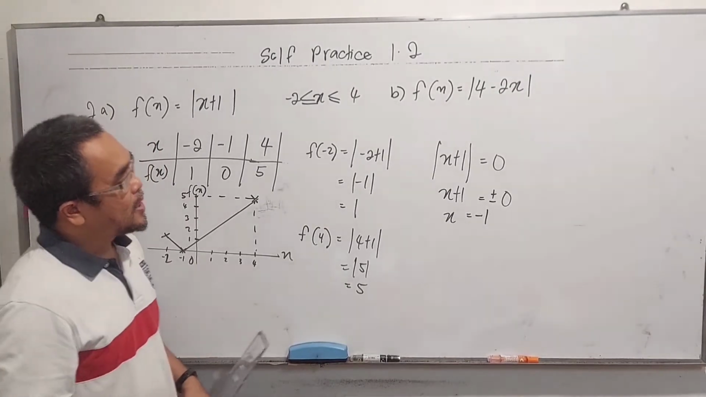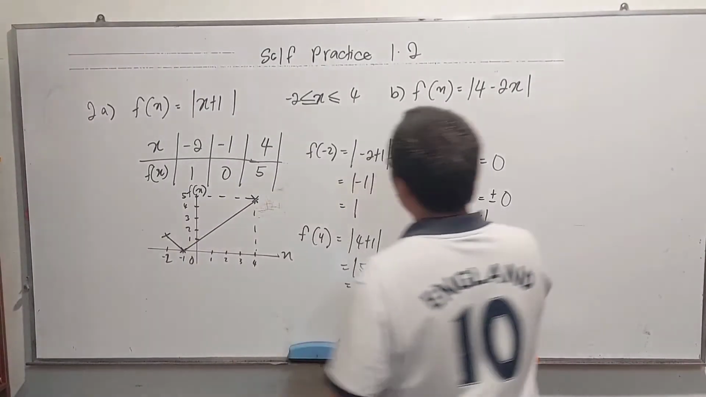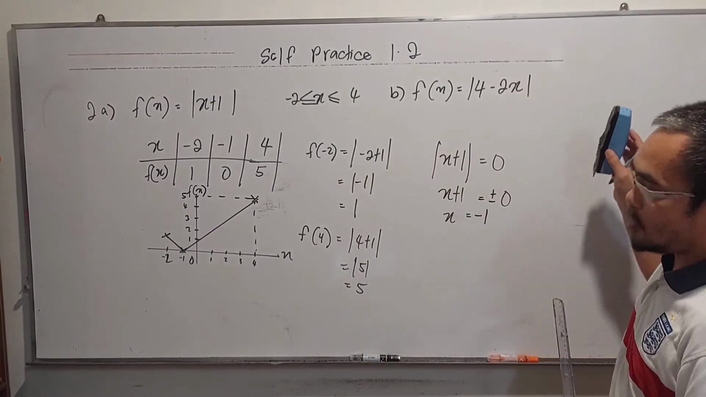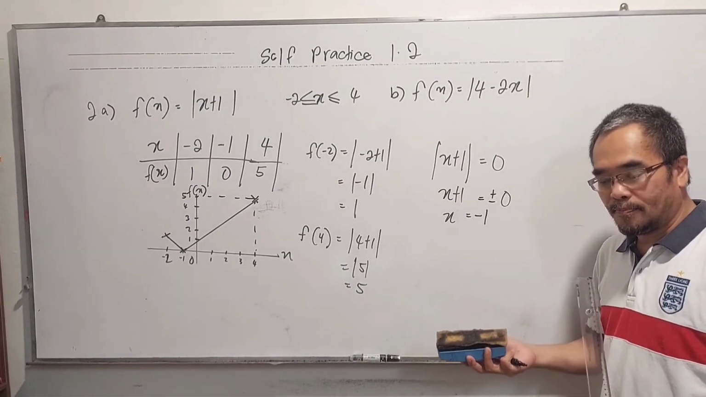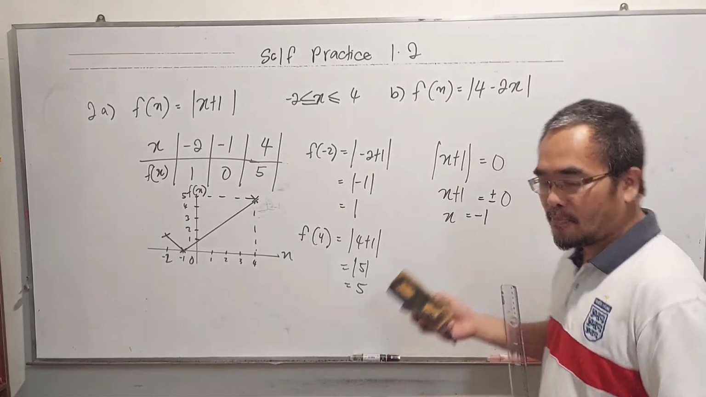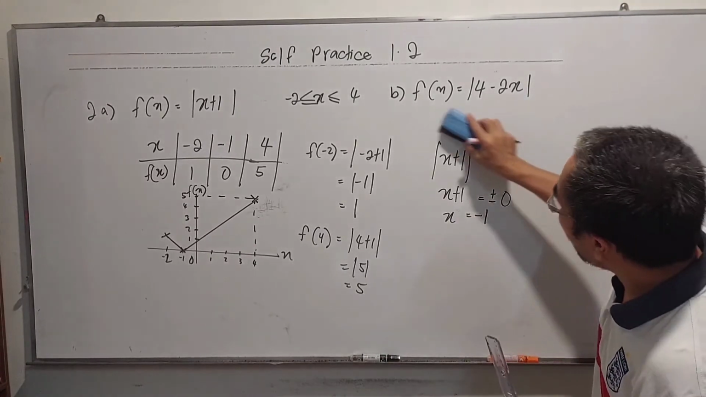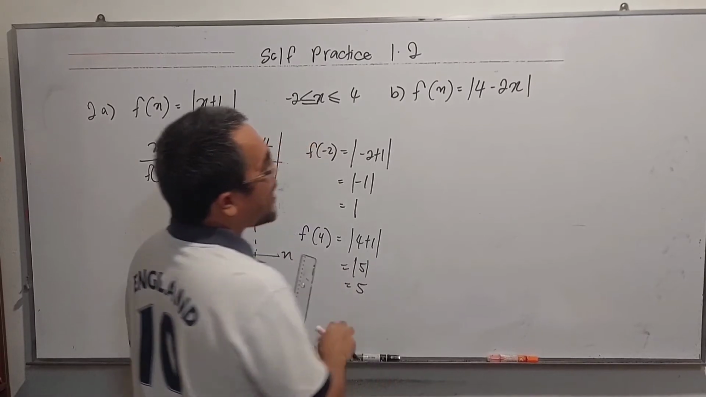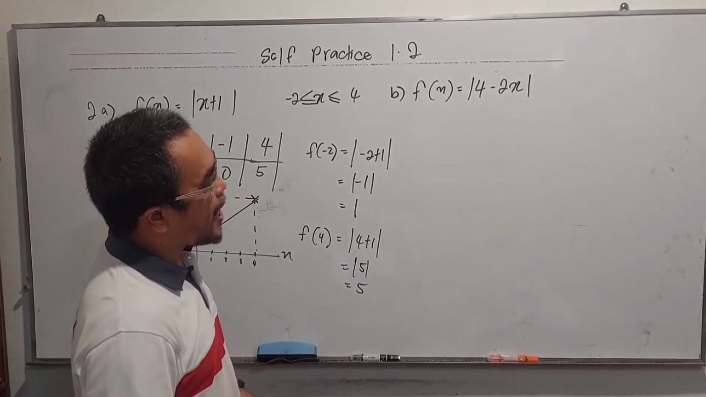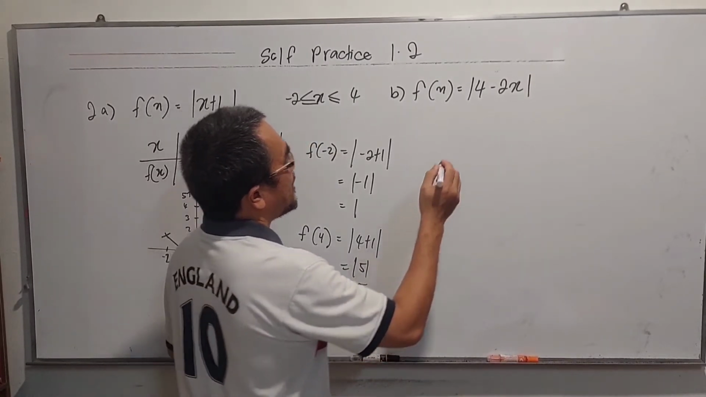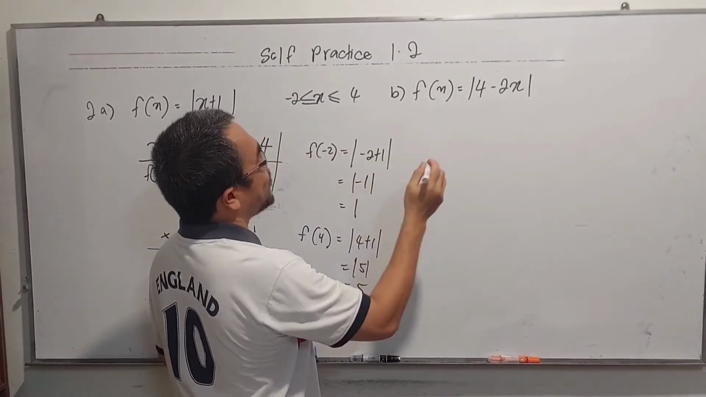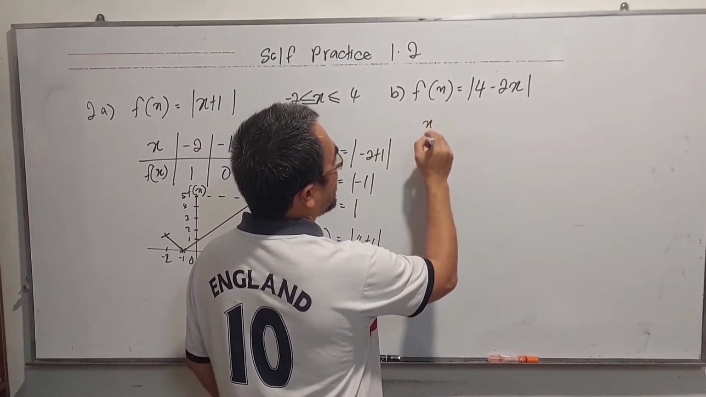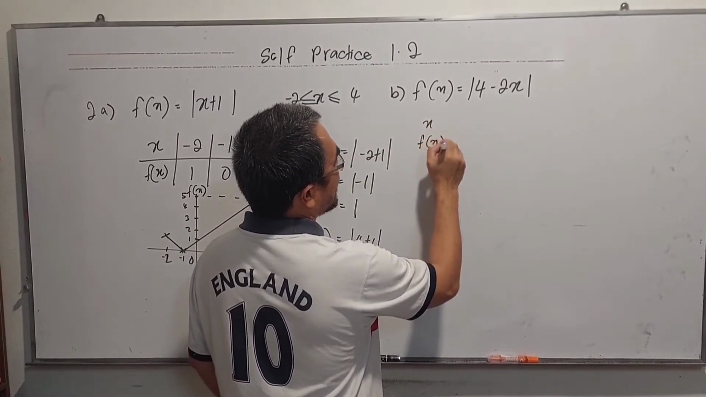Okay, so let me show you another. Or do you want to copy first? Okay, let me give you another where f(x) is 4 minus 2x. So the range is negative 2 until 4. Let me repeat the same process: x and f(x).